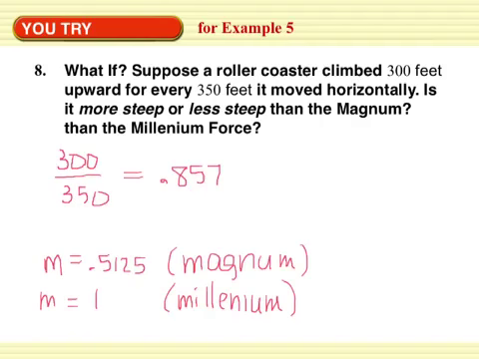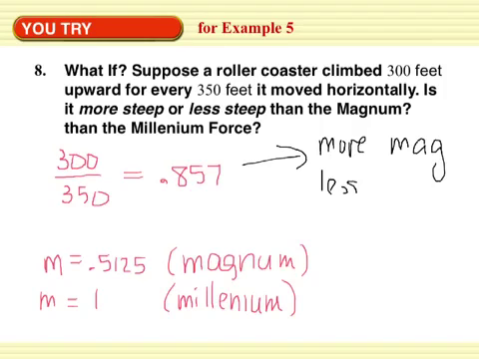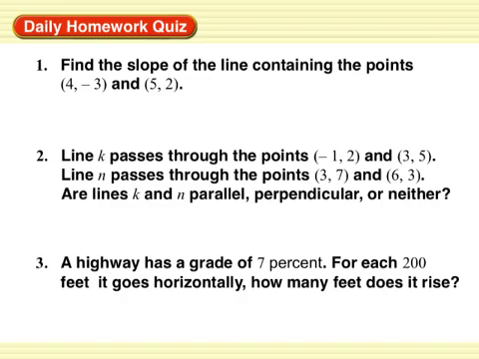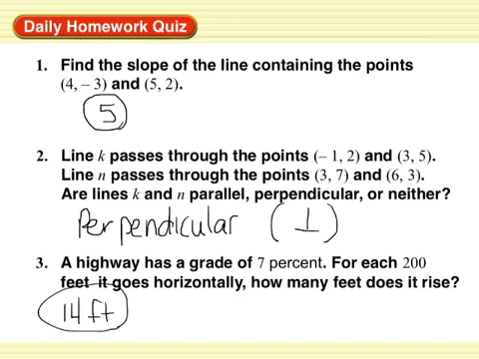Okay, if you remember, the slope of the Magnum was 0.5125. The slope of the Millennium Force was 1. So this is more steep than the Magnum and less steep than the Millennium Force. All right, push pause, I'll put in some answers. There you go, good work today.